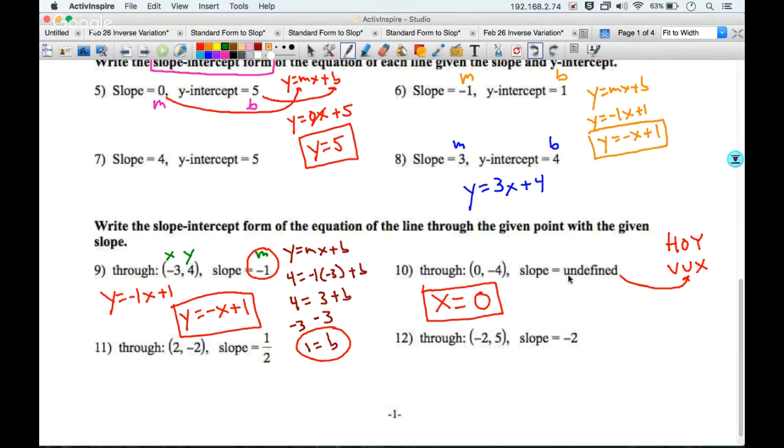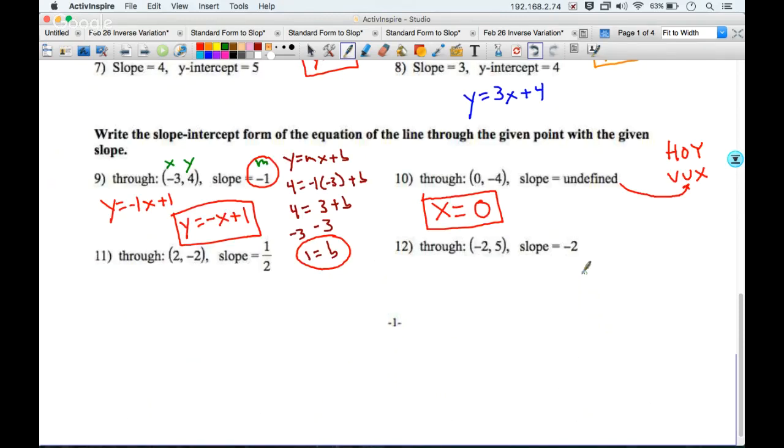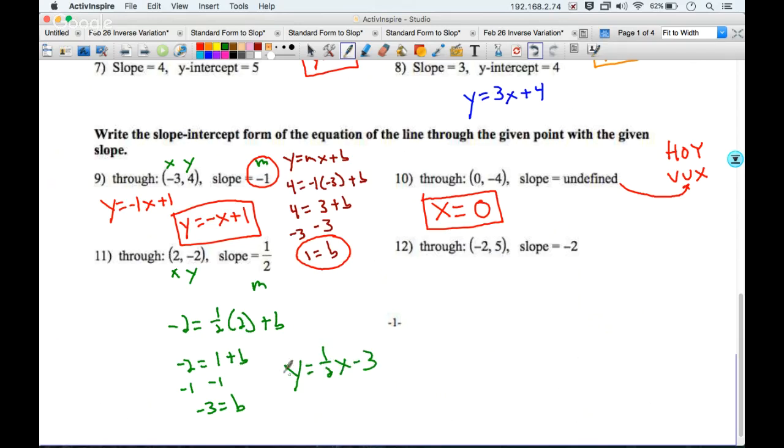All right, let's just do one more of these. We'll do the one with the fraction. I fill in my values: -2 equals 1/2 times 2 plus b. -2 equals 1 plus b. Take 1 away from both sides. -3 equals b. Giving us the final equation, y equals 1/2 x minus 3.